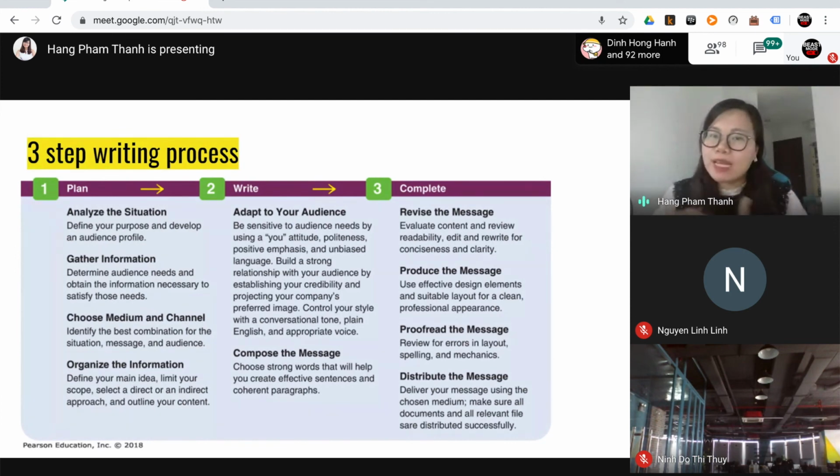And if there is anything not clear in the textbook, you can post on Google Classroom, so myself or your tutors can help you.